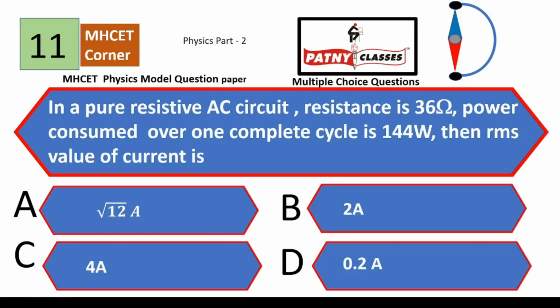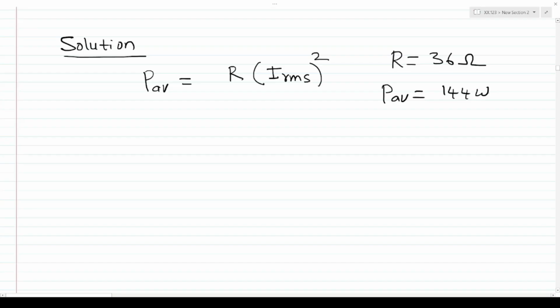Question number 11. In a pure resistive AC circuit, resistance is 36 ohms. Power consumed over one complete cycle is 144 watts. Then RMS value of current is option A, root 12 amperes. Option B, 2 amperes. Option C, 4 amperes. And option D, 0.2 amperes.